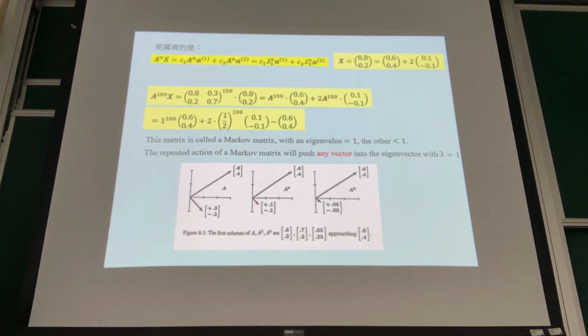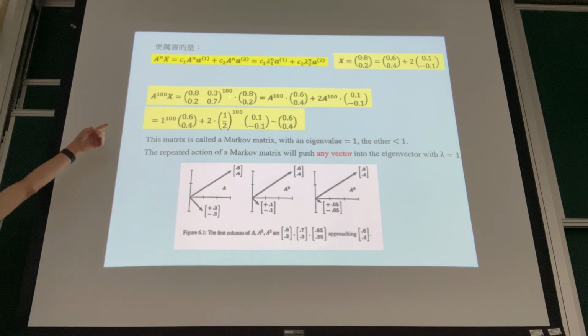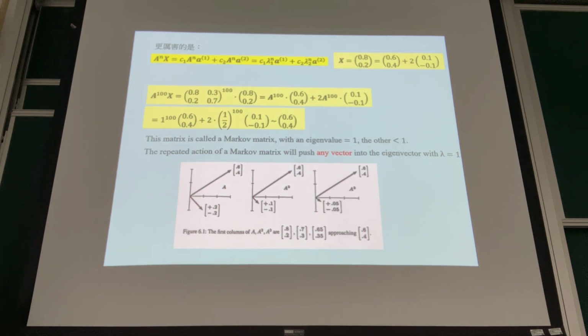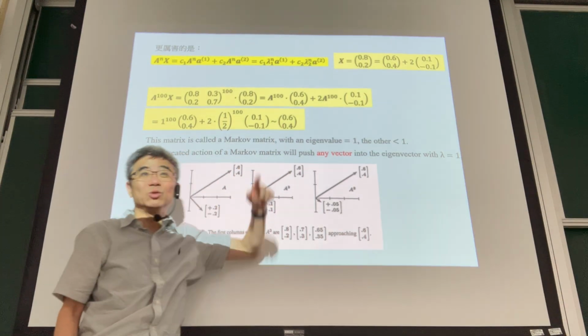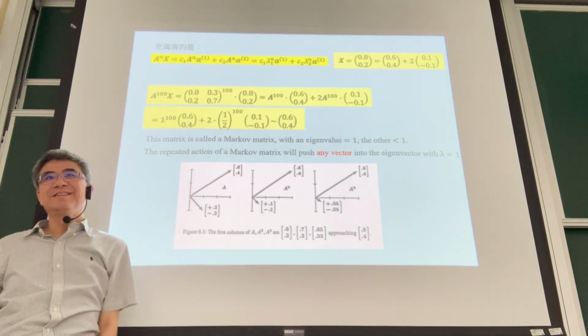A to the 1,000 times any x, not just this one. We only take this one as an example so that you can understand my argument. But x could be anything. A to the 1,000 times anything is equal to 0.6, 0.4. You can repeat the argument for any x.